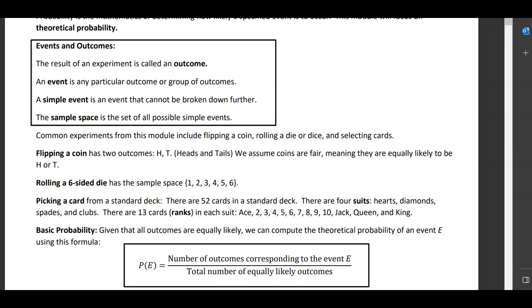As far as typical experiments that happen, flipping a coin, there's just heads and tails. Rolling a 6-sided die, 1, 2, 3, 4, 5, 6. If it says a standard die or standard dice, you assume it's 6-sided. So no Dungeons and Dragons rolls here. A standard deck would include 52 cards, the American standard, and there are 4 suits, hearts, diamonds, spades, and clubs, and there are 13 cards of each suit. Ace, 2, 3, 4, up to 10, Jack, Queen, and King.